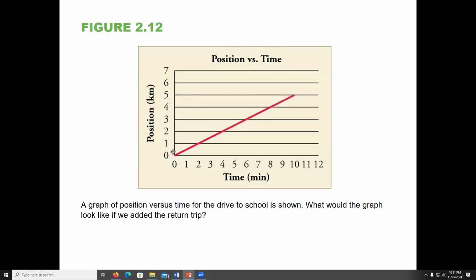So when you divide 1 kilometer position by 2 minutes, that's going to be 0.5. So the speed at this point was 0.5 kilometers per minute. Then, if you want to get the average speed, you take the whole distance that we covered, that is 5 kilometers, and you divide it by the whole time it took, 10 minutes. So 5 divided by 10, that is 0.5 kilometers per minute.